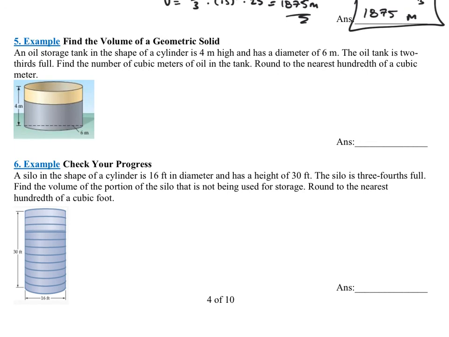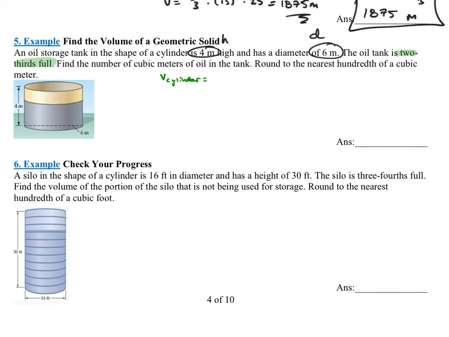It says an oil tanker is in the shape of a cylinder that is 4 meters high and has a diameter of 6 meters. So I have a height, 4 meters. I have a diameter of 6 meters. It says the oil tank is 2/3 full. I'm going to highlight that because that's pretty important, right? 2/3 full. Okay, so it says find the number of cubic meters of oil in the tank, round to the nearest hundredth of a cubic meter. Okay, so first of all, we're finding the volume of a cylinder.